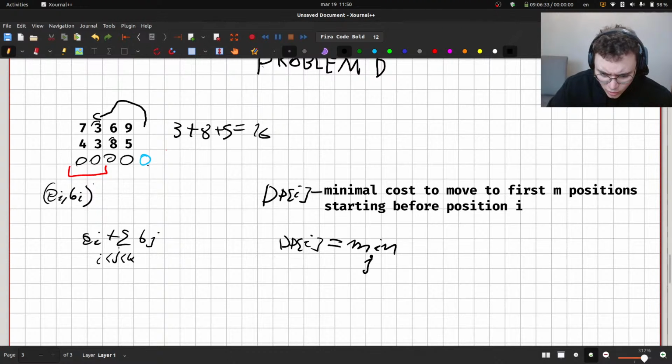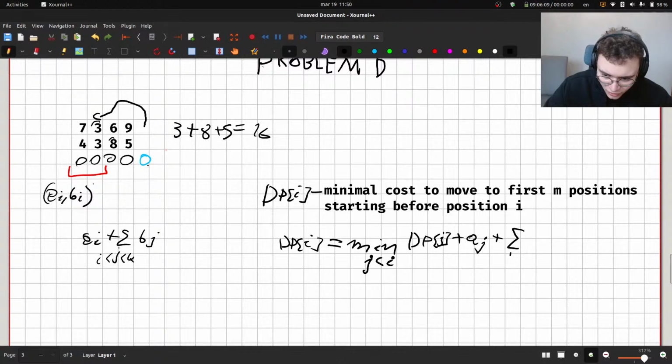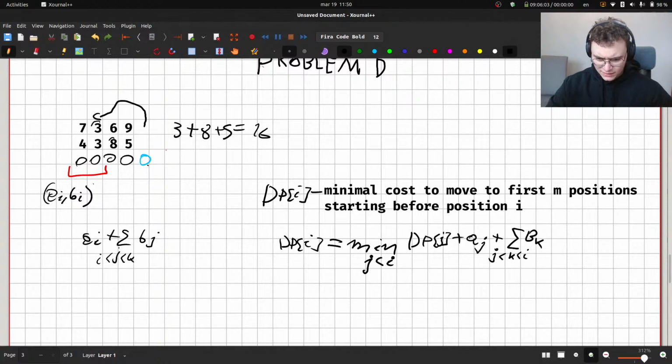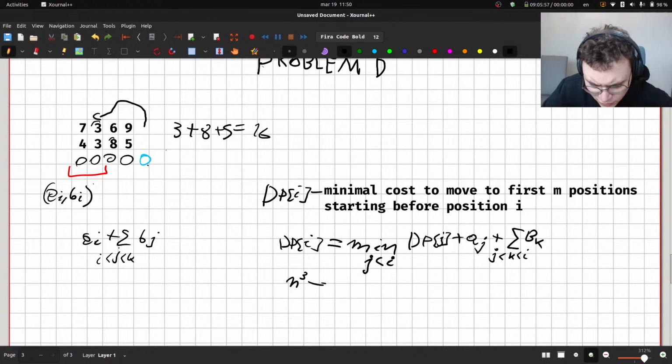Now we see that dp from I is a minimum. We are iterating over all j smaller than I, right? J will be the point that we'll jump to, and it will be dp from j plus the cost of the jump. And what is the cost of the jump? It's aj plus the sum of bk over all k between me and j. This would basically allow us to do n to the power of 3, but we want to make it up to n.